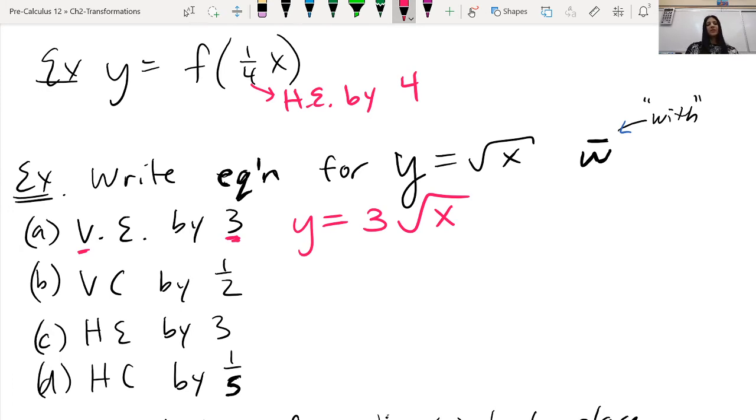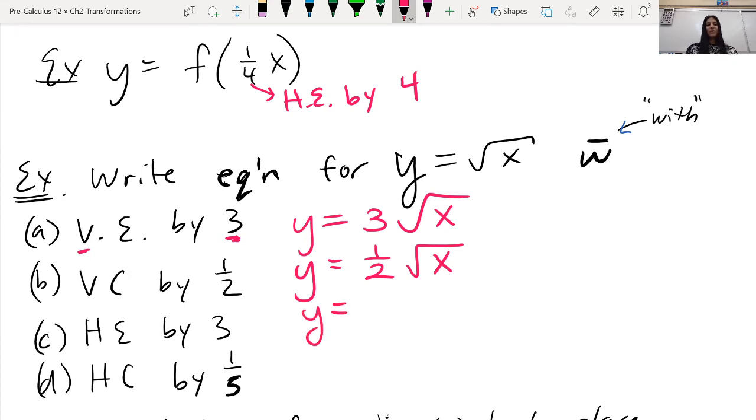Okay, the next one says vertical compression by a half, and with vertical we always take it as we see it, so it's going to be 1/2 root x. Those ones dealing with the y values are often easier because the y is isolated, so you take the values exactly as you see them. It's with horizontal that we have to put a little more thought into this.